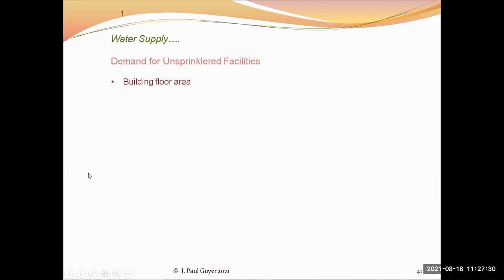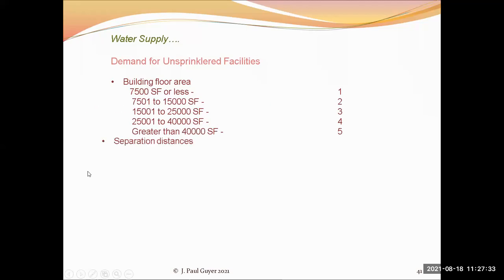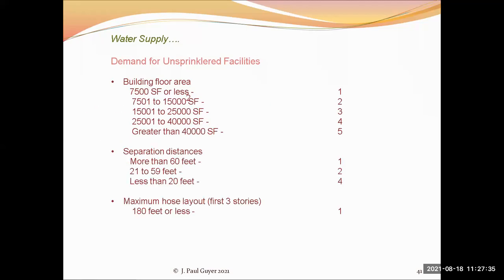Building floor areas, 7,500 square feet or less, 1 point, up to 40,000 or greater, 5 points. And these are the numbers that have been arrived at just simply by experience over the years. The separation distances between your building and nearby buildings: more than 60 feet, 1 point, 21 to 59 feet, 2 points, less than 20 feet, 4 points.